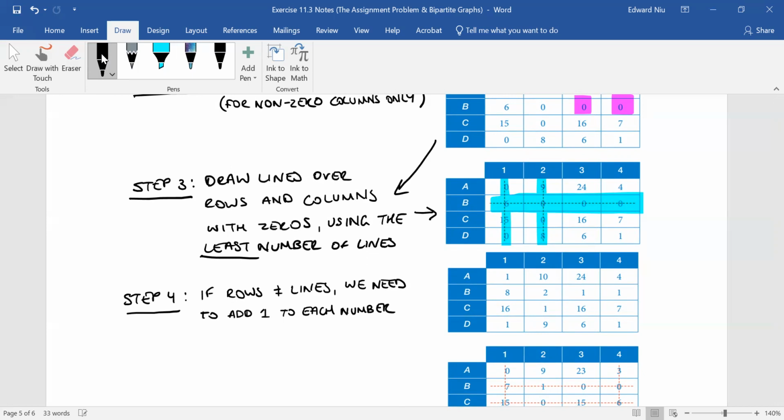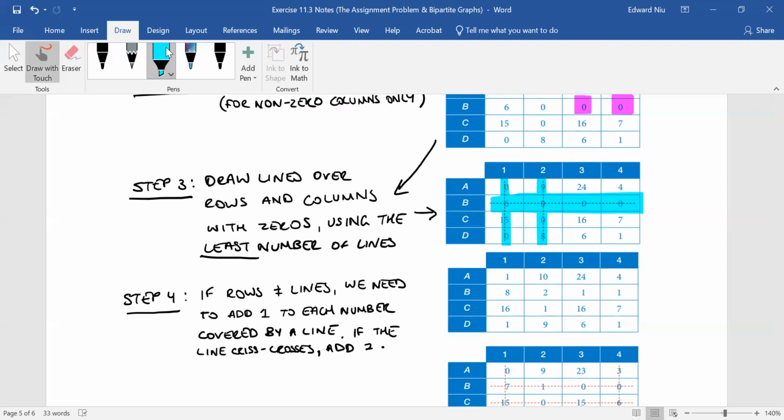Each number covered by a line. So if the line overlaps, if the line crisscrosses, add 2. So what does that mean? We have crisscross intersections here at B1 and then B2. So with 6 and 0, we need to add 2 instead of 1.